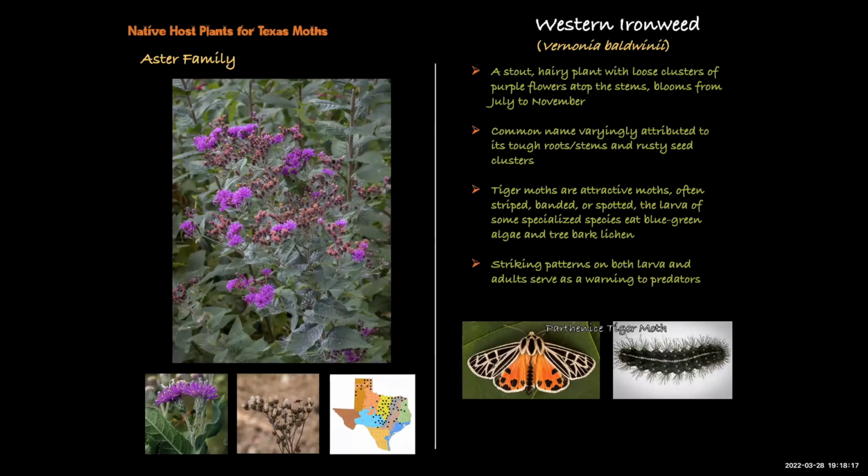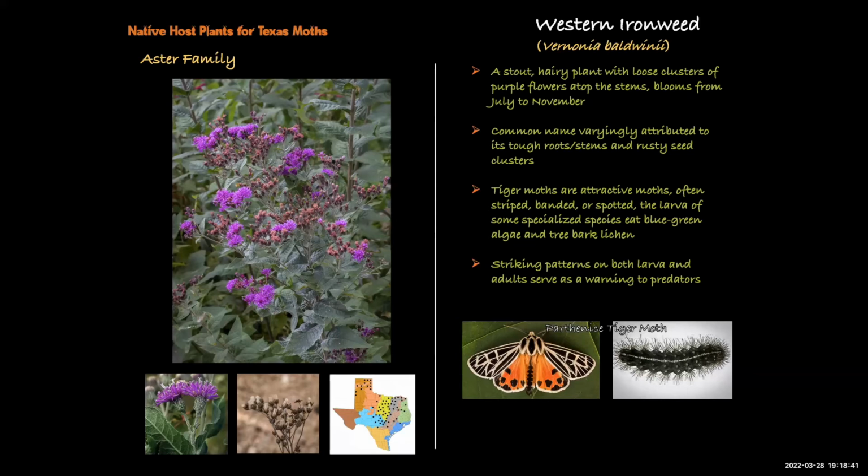Western ironweed is another plant we all love. It is a stout, hairy plant with loose clusters of flowers that are purple on top of the stems, and it blooms in the heat of the summer. It starts in July and goes through to November. The common name can be attributed to its tough roots and stems, and even the rusty seed clusters.